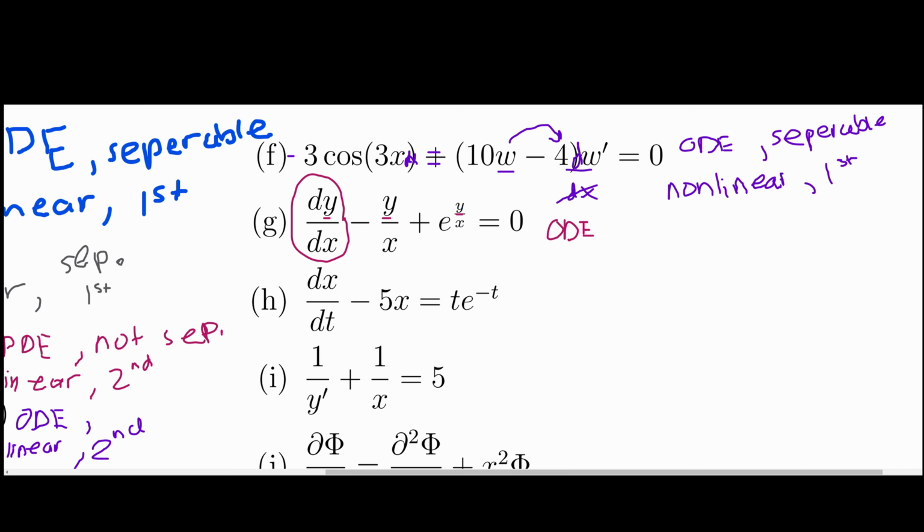Now we look to see if it is linear or nonlinear. For this, we look at the y's. Right here, y is by itself only being multiplied by a constant negative 1 over x. Right here, y is inside of something. It is inside of e, meaning it is nonlinear.